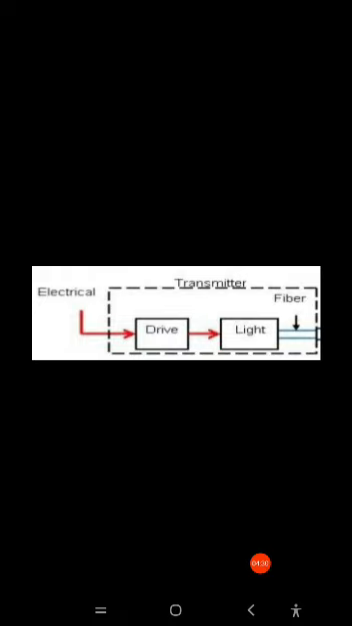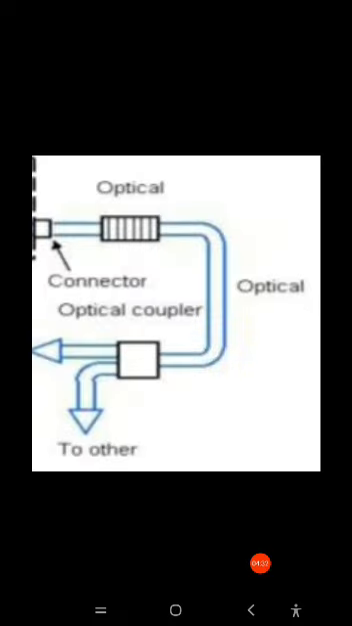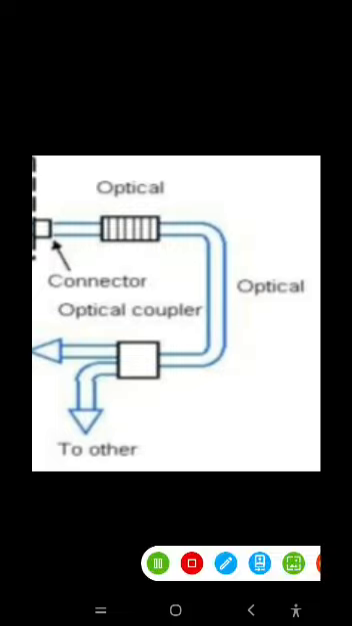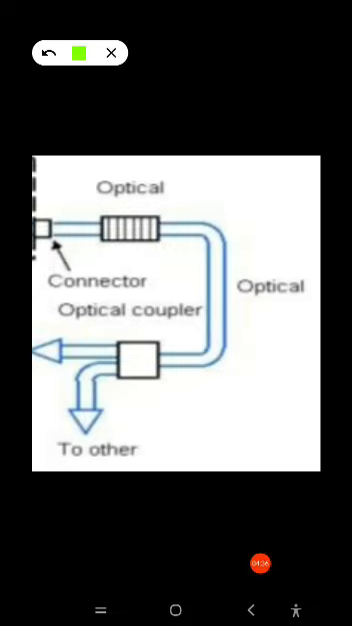Next one is the transmission link, the optical fiber transmission link. Here it has a connector, optical splicer, optical fiber and then a beam splitter or optical coupler.